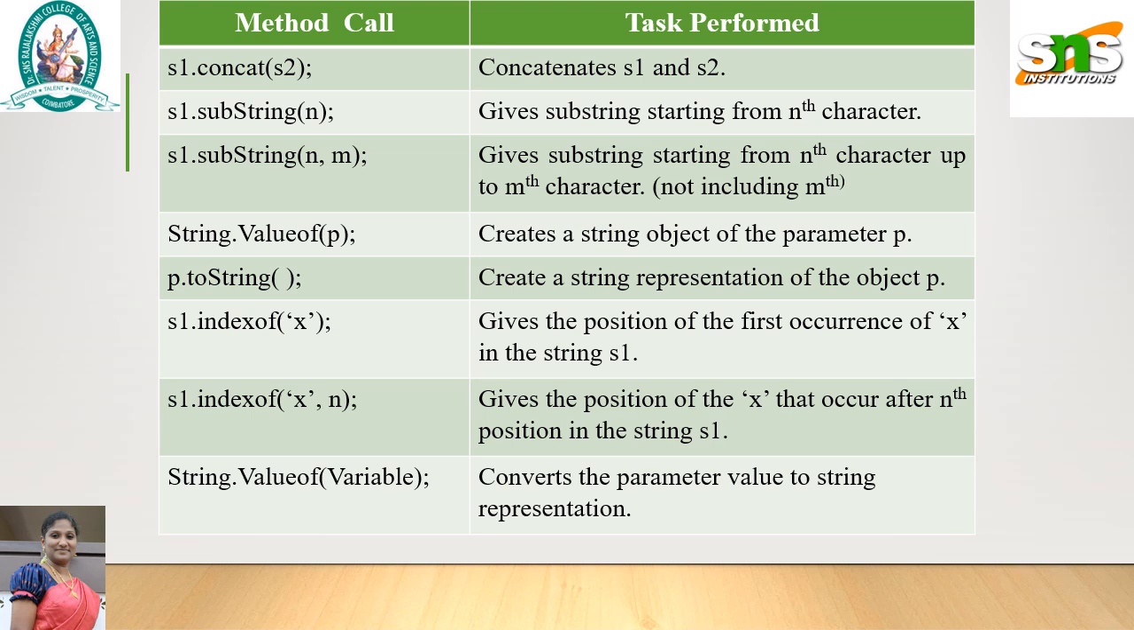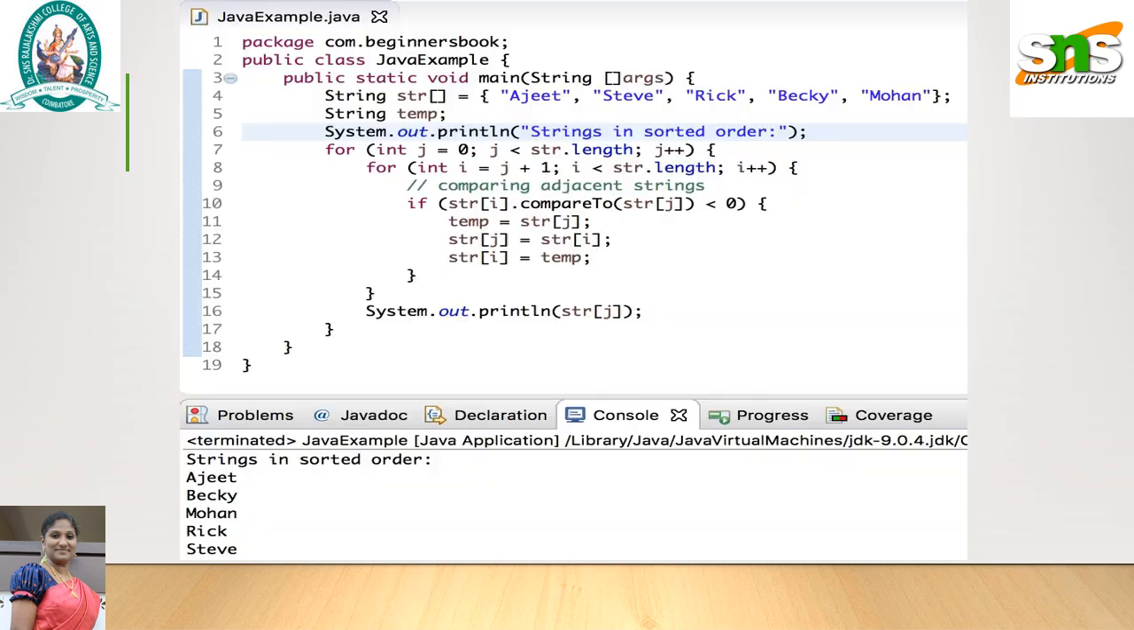The next method is valueOf, which is used to convert the parameter value to the string representation. If we want to convert a value to a string, we can use the valueOf method. So this is an example to demonstrate some of the string methods. Here I am using length, which is used to find the number of characters in the string, and the compareTo operator to check the content of the strings. This method is used for sorting the strings based on their values.